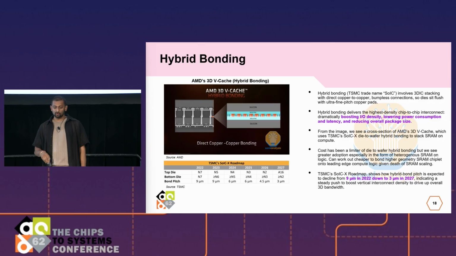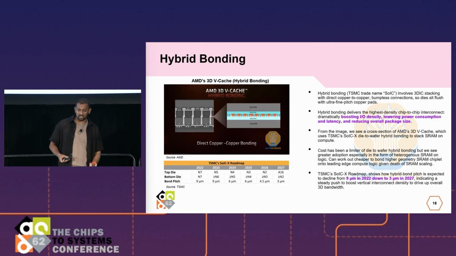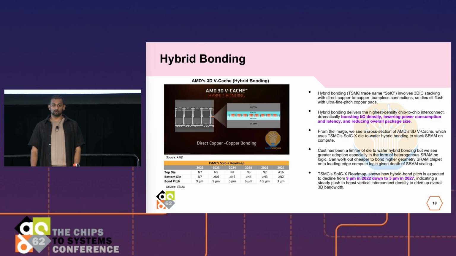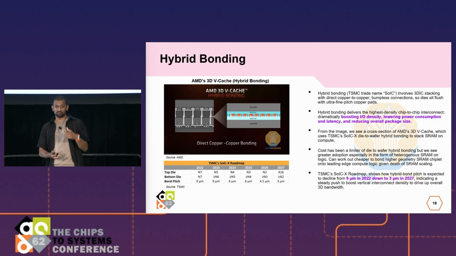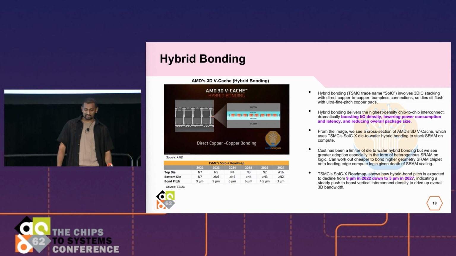The other area where packaging is really evolving is hybrid bonding. You're doing copper to copper interconnects. The bump pitches are scaling really fast. It's not just chip on wafer. There's also wafer on wafer stacking that's happening.